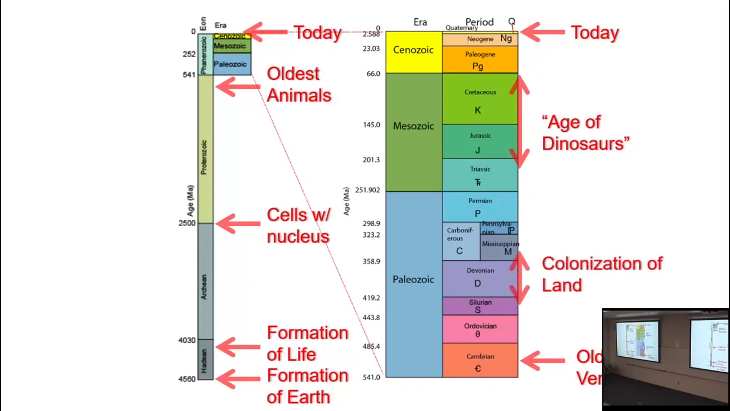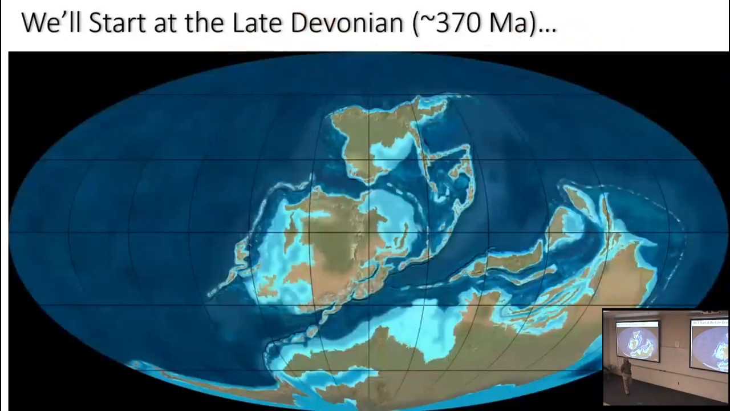And the story we're going to get to today starts with the colonization of land here between what's called the Silurian and Devonian period, although actually this whole colonization continues into the Carboniferous. And then we'll continue on to the end of the Permian with today's lecture. So we're going to start in the late Devonian at about 370 million years ago.